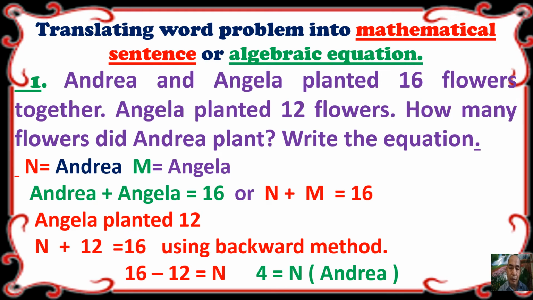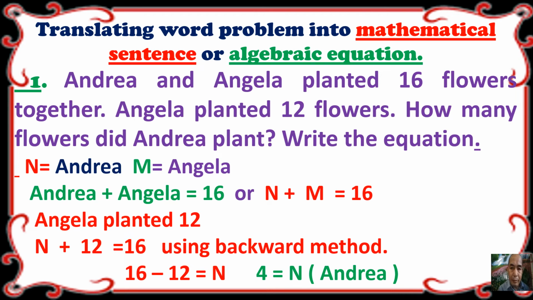So, if we will formulate the equation for the given in the problem, N plus M equals 16. Because this is what is given in the problem. Meaning, the flowers planted by Angela and Andrea total 16. But also given in the problem is the number of plants planted by Angela, which is 12. So what is missing is the number of plants Andrea has planted. So the equation in the given is N plus 12 equals 16 because Angela's planted plants are given, which is 12. So that will now be the equation of the given in the problem.